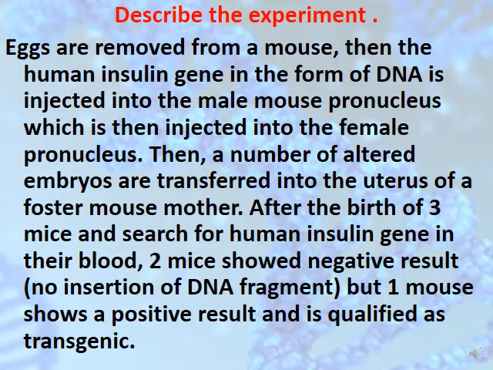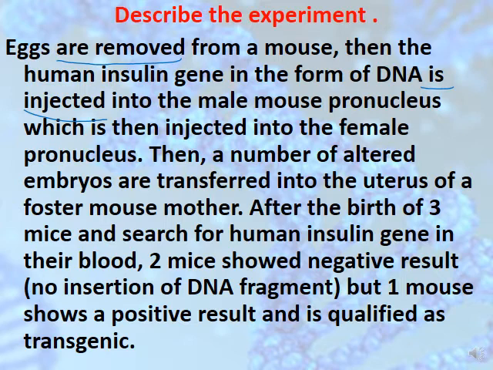Okay? So let's describe this experiment. So the eggs are removed from a mouse, then the human insulin gene in the form of DNA is injected. See here, using the passive voice, are removed. DNA is injected into the male mouse pronucleus, which is then injected in the female pronucleus. I'm starting step by step. This is the describe. Describe, we don't have to add any additional information. So you have to tell the story as it's mentioned in the figure without any additional information and using the passive voice.